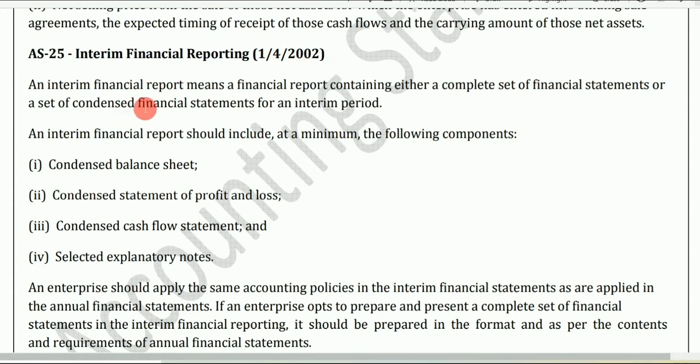2002. An interim financial report means a financial report containing either a complete set of financial statements or a set of condensed financial statements for an interim period. An interim financial report should include at a minimum the following components. Number 1, condensed balance sheet. Number 2, condensed statement of profit and loss. Number 3, condensed cash flow statement. And number 4, selected explanatory notes.